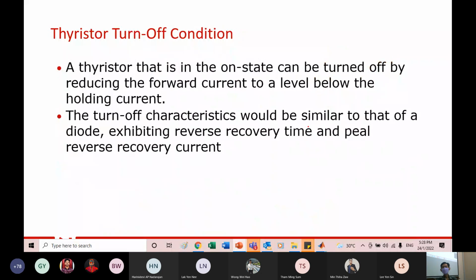Okay. So the turn off condition, like I said, it can be turned off by reverse bias, or by turning off the power, which will reduce the forward current. So there is a condition to turn off. And the turn off will be similar to that of a diode. Remember, when you turn off in the reverse, what happened? The reverse recovery will happen, because it is a diode with a gate.